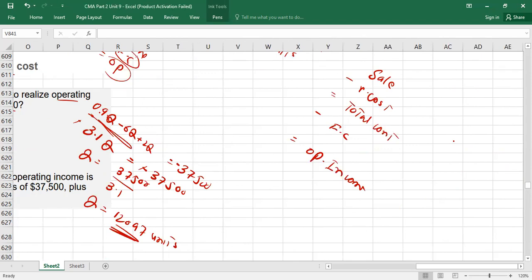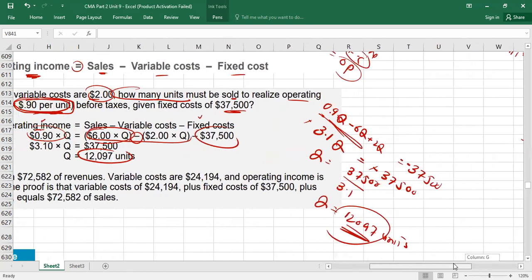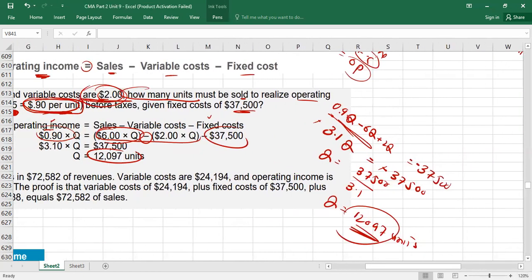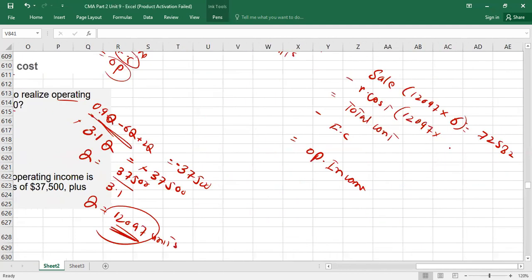Look, first of all, guys, sales. How many units do we have to sell? 12,097 units, which we calculated here, multiplied by the selling price of $6. Let me multiply: 12,097 multiplied by 6 is going to be 72,582. We'll deduct the variable cost for the same 12,097 units. The variable cost, I guess, was 2. Yes, it is 2. So multiply by 2. This gives you the variable cost: 12,097 times 2 is going to be 24,194.